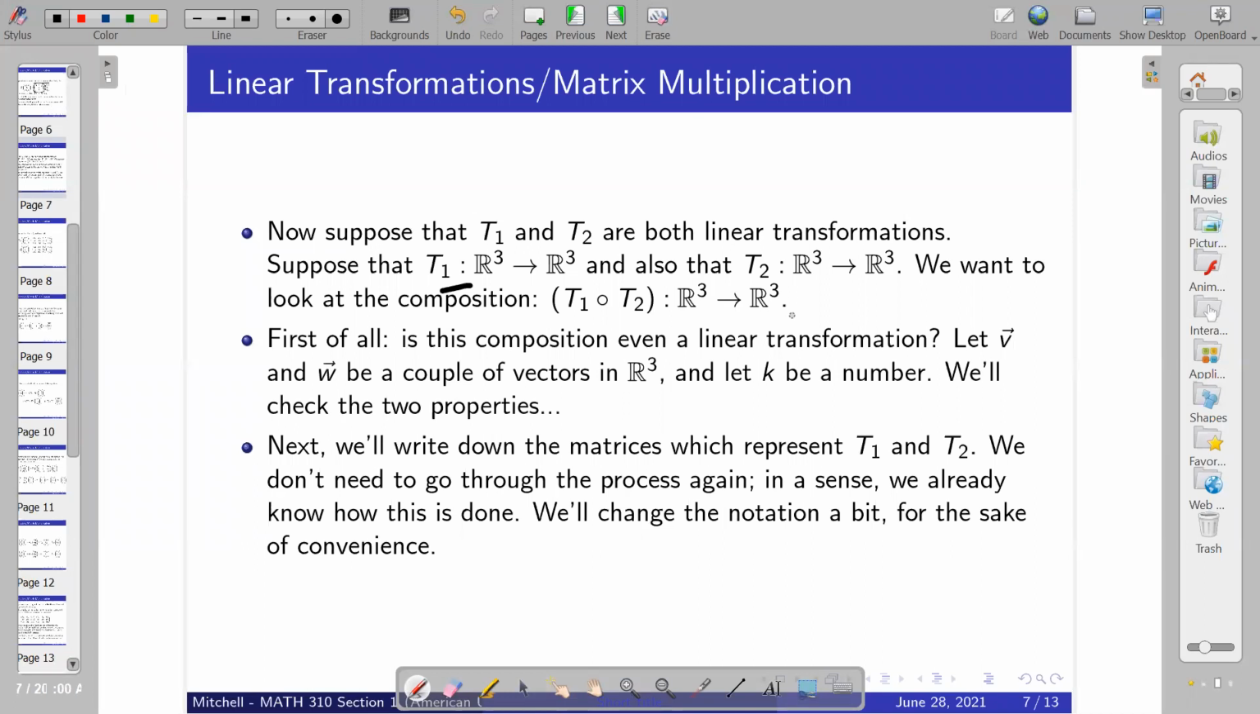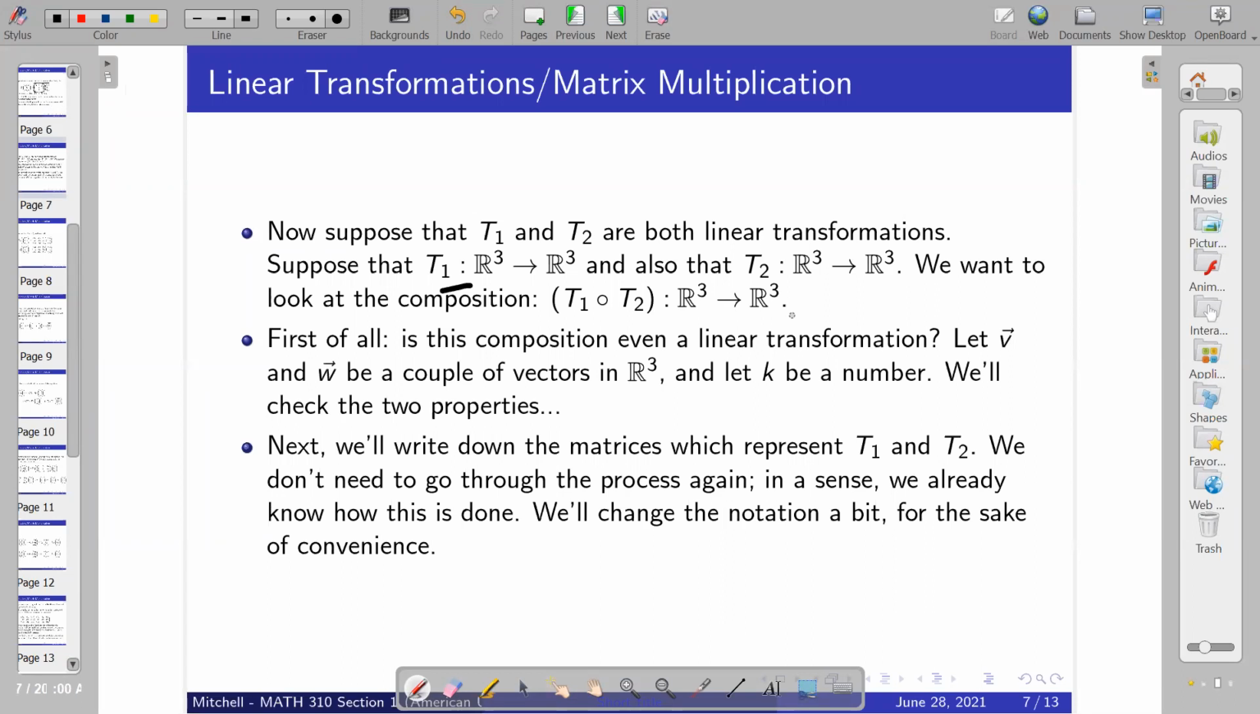So, first of all, is the composition even a linear transformation? It turns out that it is. I don't really want to delay too much and check these properties right now. Maybe that's for a later assignment. I would like to move through this set of slides pretty quickly.